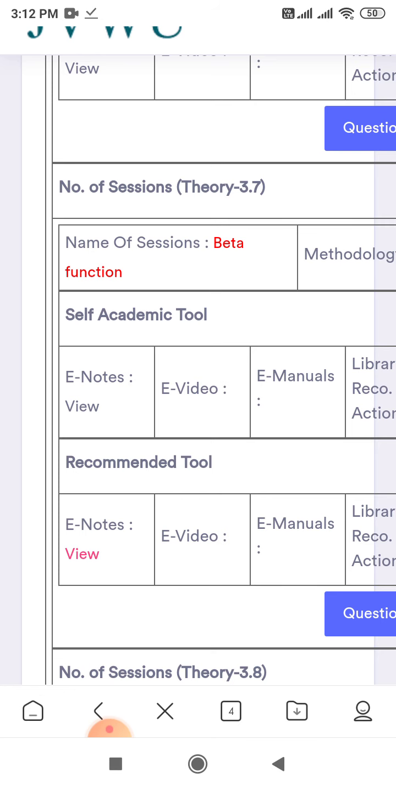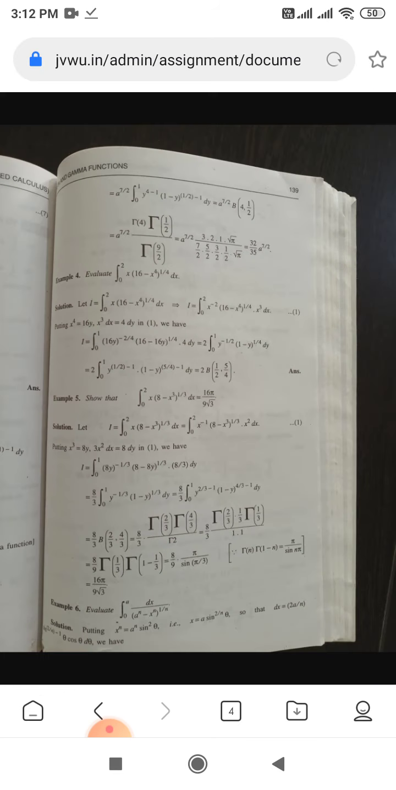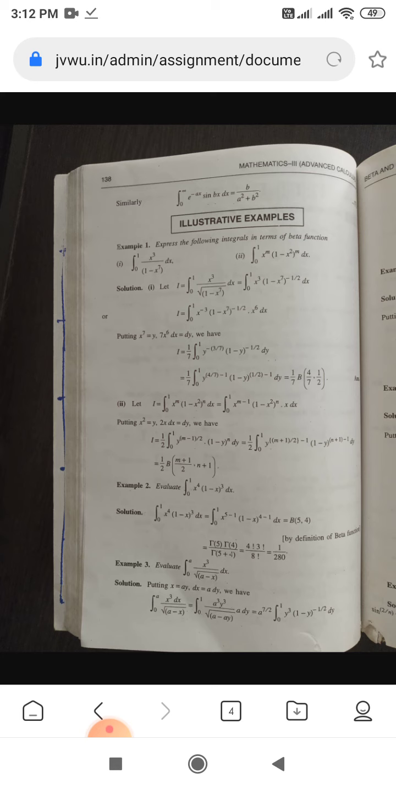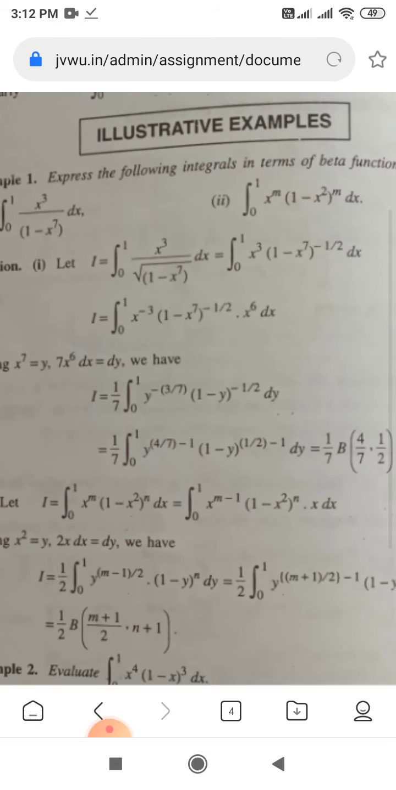सो बीटा फंक्शन एक प्रकार का डेफिनिट इंटीग्रल है जो पर्टिकुलर फॉर्म में हम उसको रिप्रेजेंट कर सकते हैं। Beta mn is equal to 0 to 1 x to the power m minus 1, 1 minus x to the power n minus 1 dx. This is the definition of beta function.